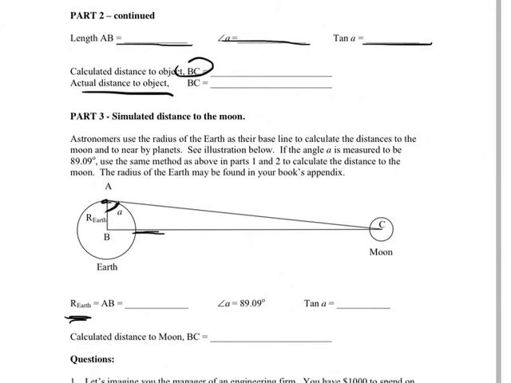If you do that for the Earth, the angle is about 89.09 degrees. You can calculate the tangent of that. That's either your calculator or the table has that value. And figure out the calculated distance to the moon, and then what is the actual distance to the moon.